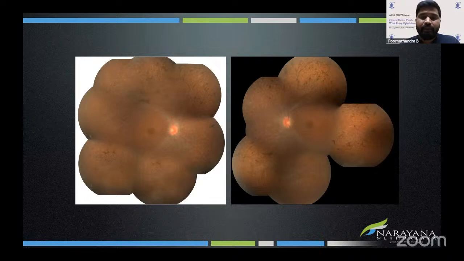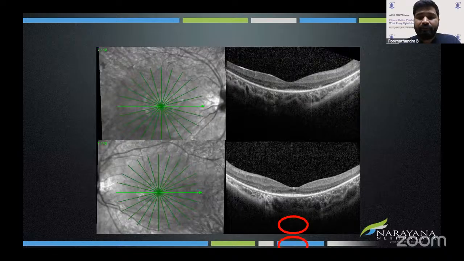retinitis pigmentosa. When we do an OCT, if you carefully observe, the ellipsoid zone is present only in the foveal region and it is degenerate in the parafoveal region. That's the reason they have tunnel vision.